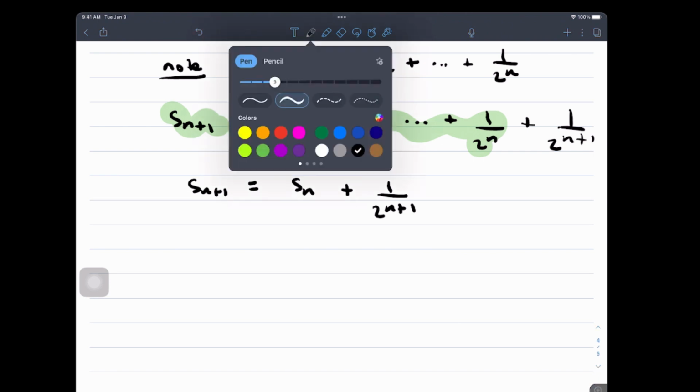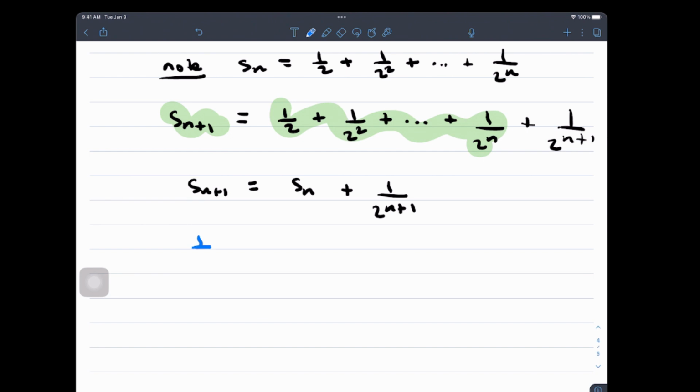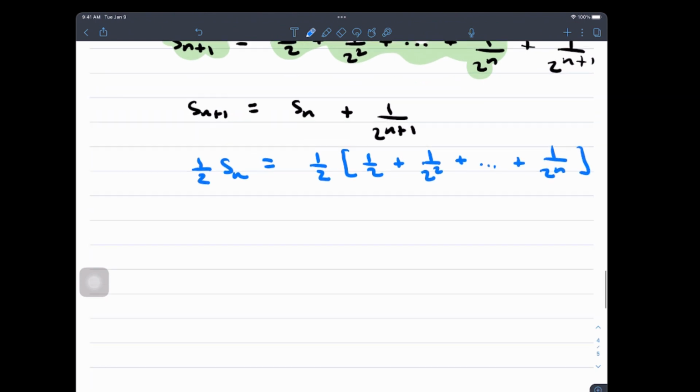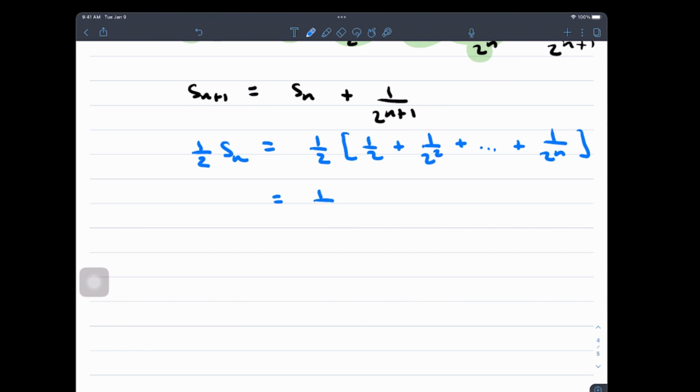Okay. Now I'm going to do some algebra here. Let me show you guys. What is 1/2 Sn? Sn was 1/2 plus 1 over 2 squared, all the way up to 1 over 2 to the nth power here. And that's going to be 1 over 2 squared plus 1 over 2 cubed, all the way up to 1 over 2 to the n plus 1. Okay, this is 1/2 Sn.